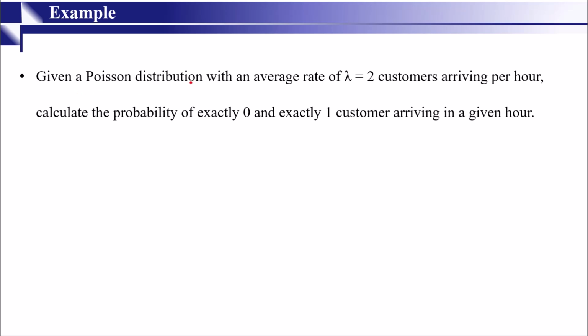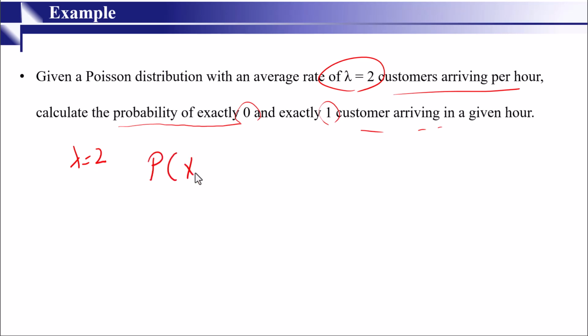There is an example here. Given a Poisson distribution with an average rate of lambda equal to 2, and this is for customers arriving per hour, we want to find out the probability of exactly 0 or 1 customer arriving in a given hour. So if lambda is equal to 2, it means 2 customers arrive per hour on average. All right, so based on the equation, the probability of X equal to x is e to the power of minus lambda, lambda to the power of x divided by x factorial, right? Lambda is equal to 2.